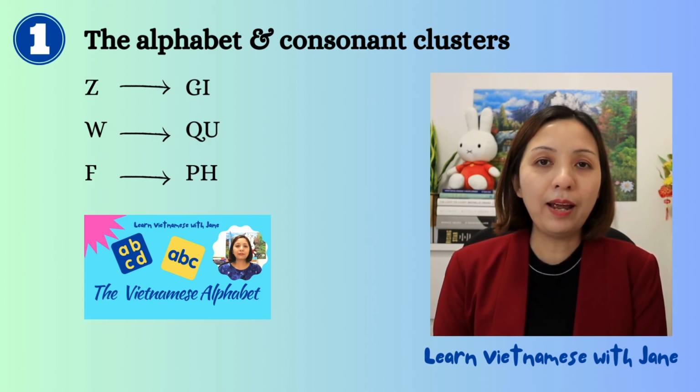Or for example, the letter W in English. In Vietnamese, we have an equivalent consonant cluster QU, which includes two letters Q and U. Or for example, the letter F in English, we don't have it in the Vietnamese alphabet, but we have the consonant cluster PH, which includes two letters P and H.